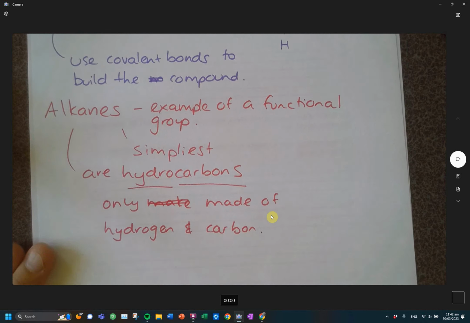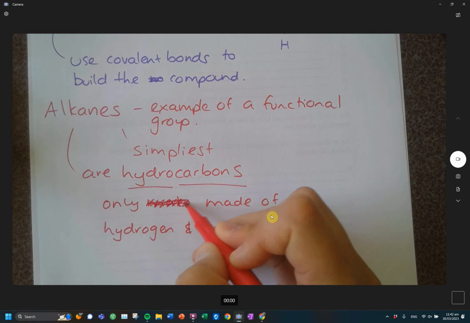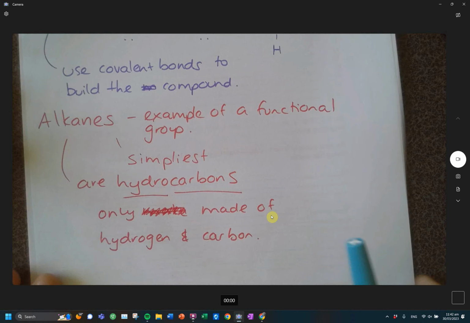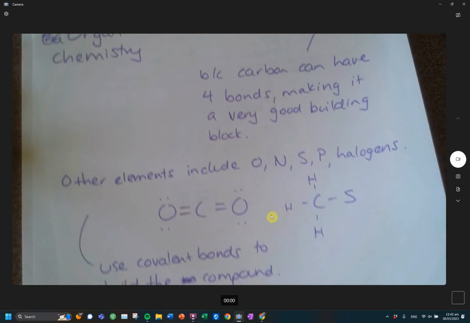So the only thing in that molecule will show hydrogen and carbon. If you have other substances like oxygen, then we're starting to talk about different categories of functional groups. So we look at alkanes because alkanes are the simplest of the list. When we are thinking about alkanes, we have to think about the number of carbons that are there.